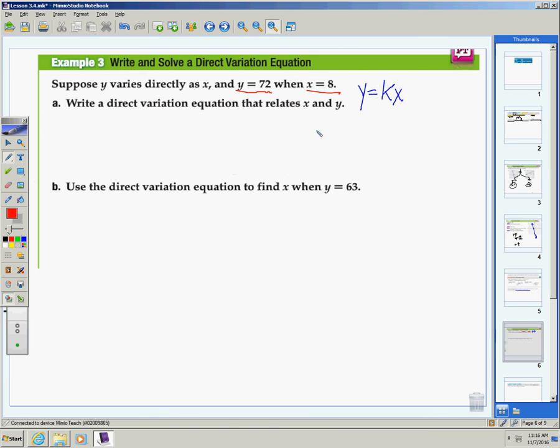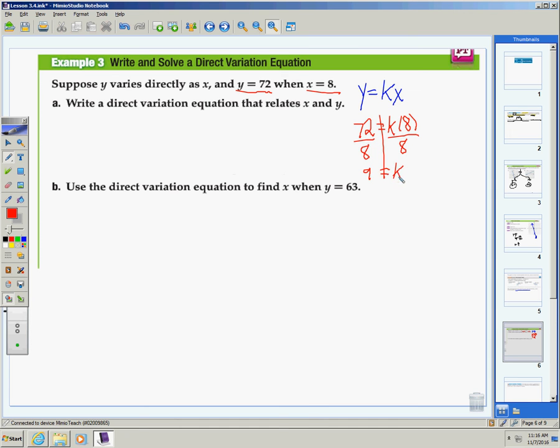So what I can do is I can use my equation and I can plug in 72 for y and I can plug in 8 for x and I can solve for k. To get k by itself, I would just divide each side by 8. Now I would get 9 equals k.